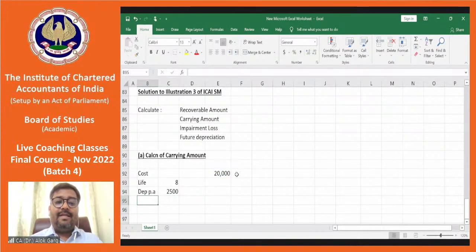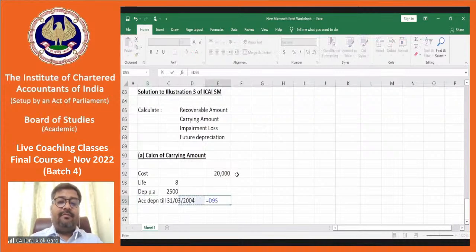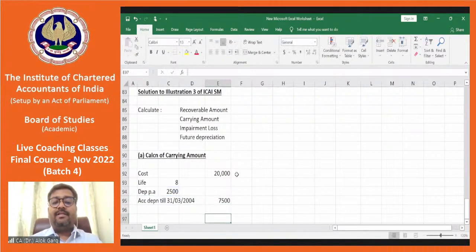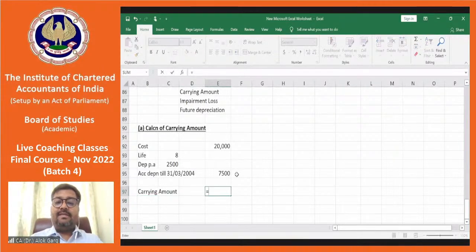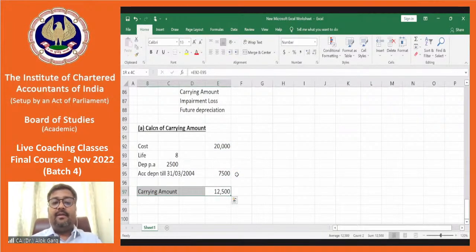2,500. What is my accumulated depreciation for 3 years, till 31st March 2004? 2,500 multiplied by 3, as 3 years have gone. So my carrying amount is equal to cost minus accumulated depreciation. 12,500 is my carrying amount.